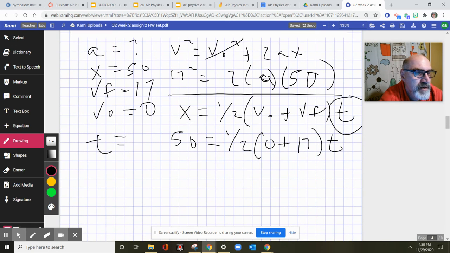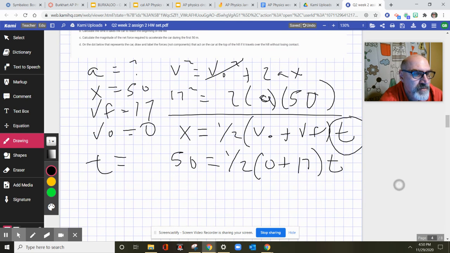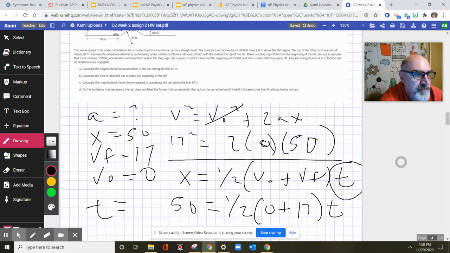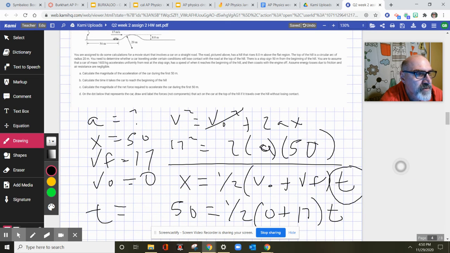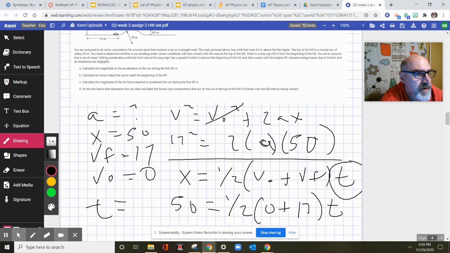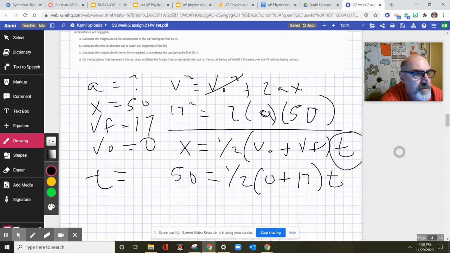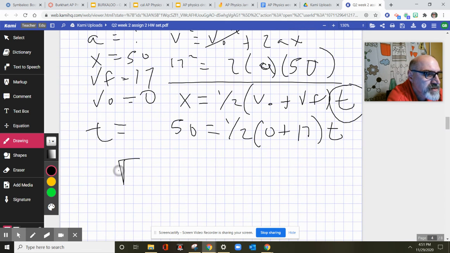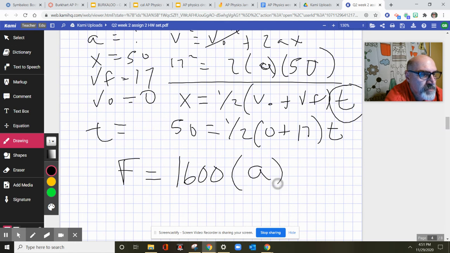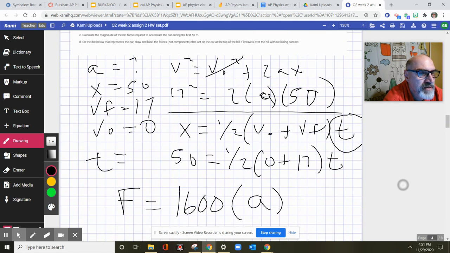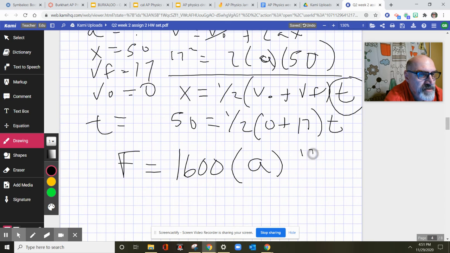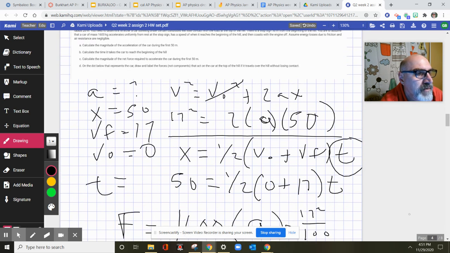You do the algebra, multiply both sides by 2. That makes it 100 divided by 17. The time is equal to 100 divided by 17. And the magnitude of the net force required to accelerate the car would be equal to ma. So the net force would be equal to 1600 times your answer for part A, which is acceleration, which was 17 squared divided by 100, right? That's what goes there. I'm not doing it.